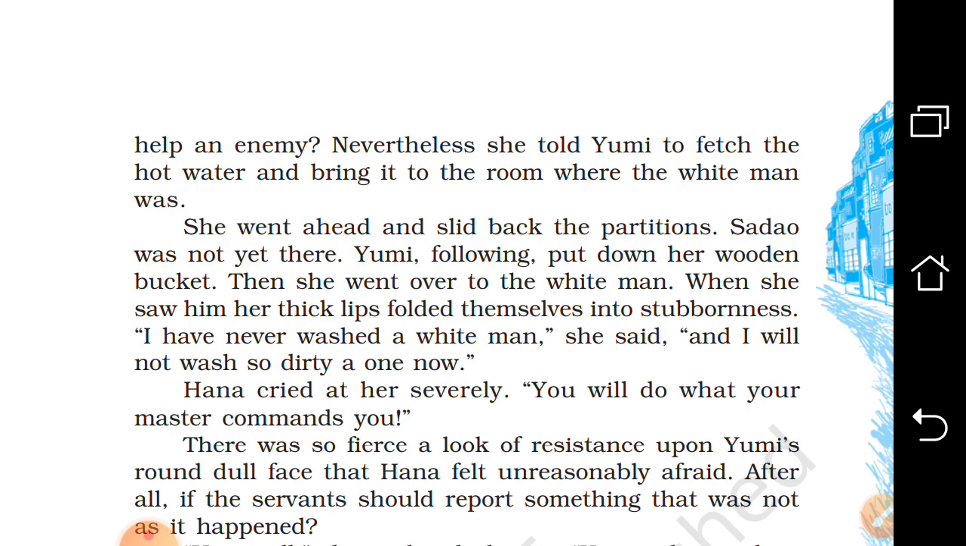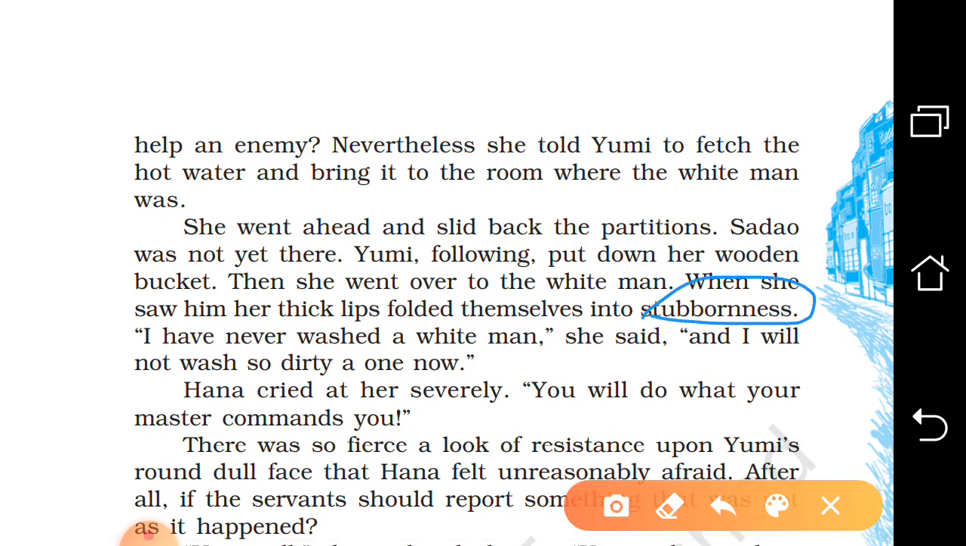When she saw him, her thick lips folded themselves into stiffness. Stubbornness means stiffness. She became adamant. "I have never washed a white man." This is the reply of that old lady Yumi. That shows she too is a true patriot, against the American. She said, "And I will not wash so dirty a one now." She bluntly said that she could never do this work.